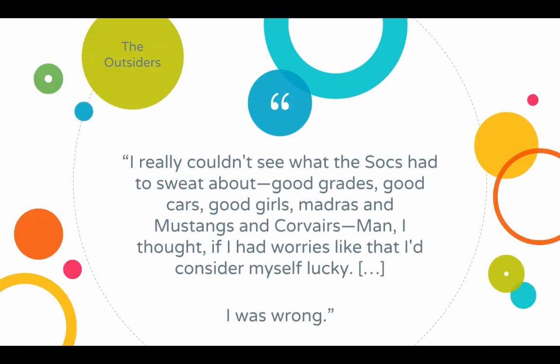So here's an example from chapter 2 of The Outsiders. Ponyboy says, "I really couldn't see what the Socs had to sweat about. Good grades, good cars, good girls, Madras and Mustangs and Corvairs. Man, I thought, if I had worries like that, I'd consider myself lucky." I was wrong. So at the time, you may have picked up that this is foreshadowing for what happens later on in the story. We know, because we've read the entire book, that at first, Ponyboy thinks that the Socs have nothing to worry about, great lives and no problems. Later on, we find out that that's not the case, and regardless of who you are, everybody has problems.